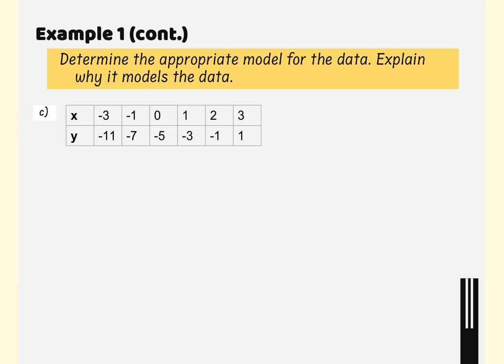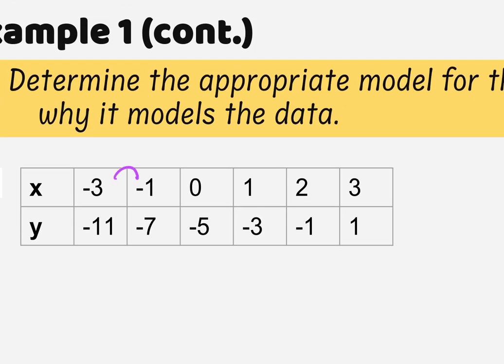What's different with this one? These intervals are not the same. This is going up by 2. This is going up by 1. This is going up by 1. This is going up by 1. This is going up by 1. So if it starts with 2, I've got to keep it consistent that way.